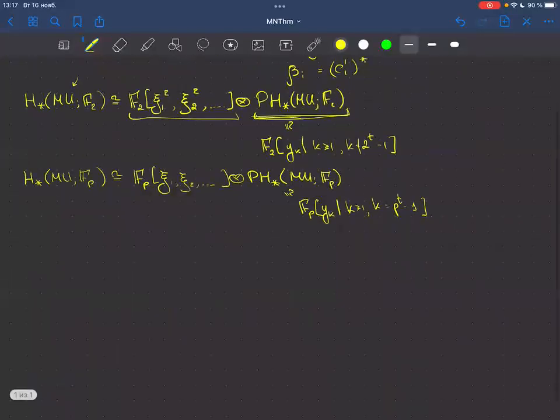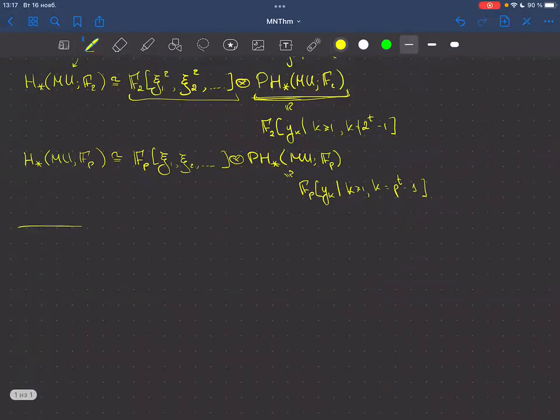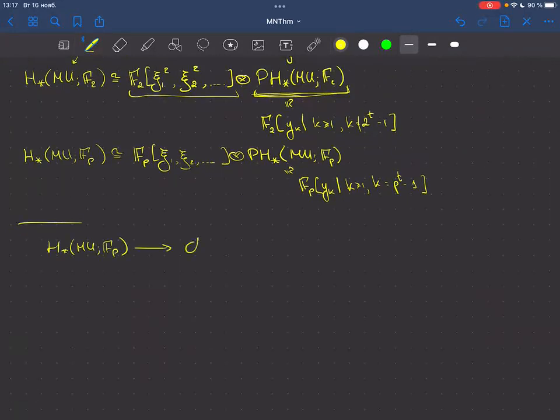Okay, so we have a map from homology of MU with F_p coefficients to A_p star times homology. This is just our coaction map.